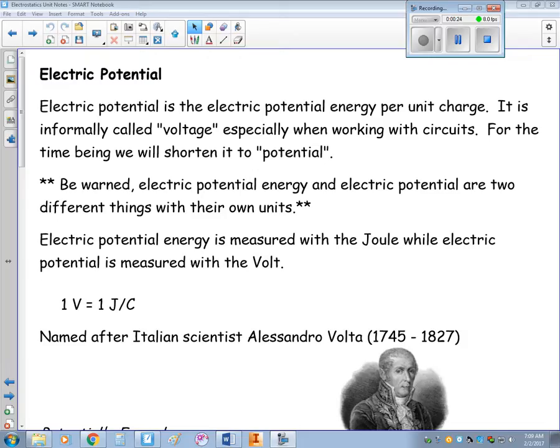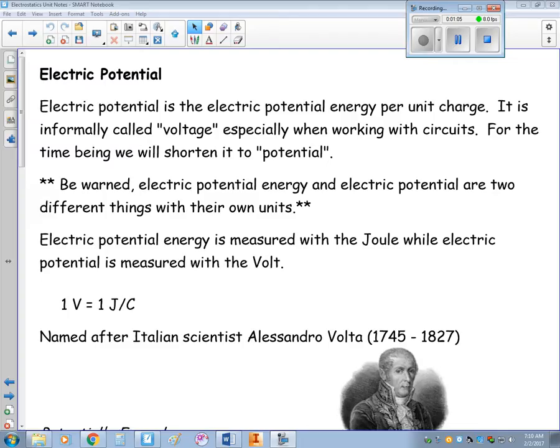Electric potential is the electric potential energy per unit charge. So if I looked at a battery, I could take a look at how much electric potential energy each charge has for that battery. Informally, this is called voltage. So if I had a 9-volt battery, that means that I would have 9 joules of potential energy for every coulomb of charge stored in that 9-volt battery.